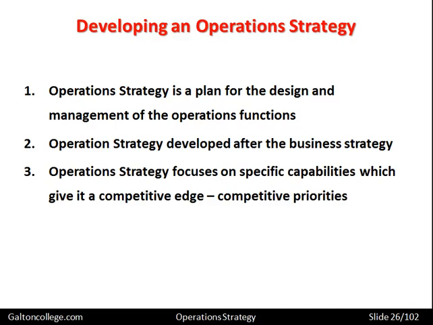Operations strategy focuses on specific capabilities which give a competitive edge. This is the competitive priorities of the business. So the operations strategy looks at the capabilities of the business and tries to develop those so that the business becomes competitive. It enables the business to take on the competitors in the marketplace and win.